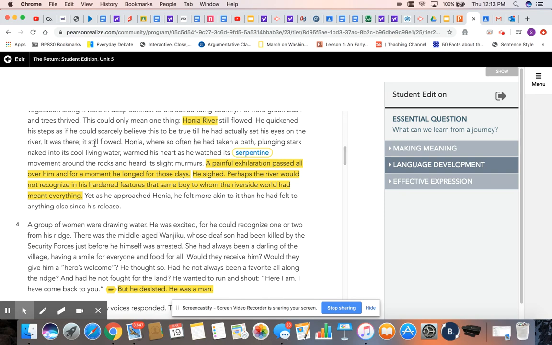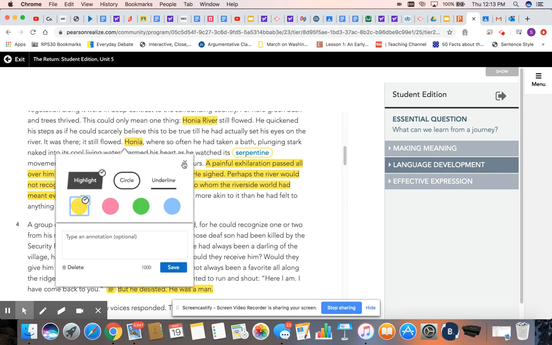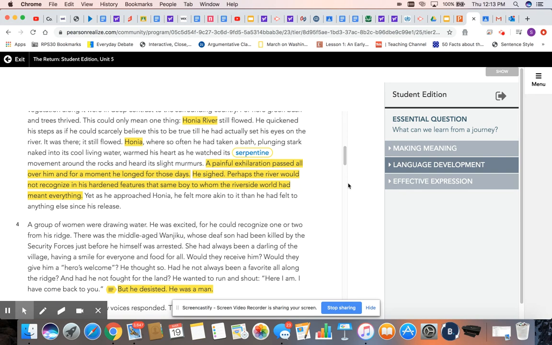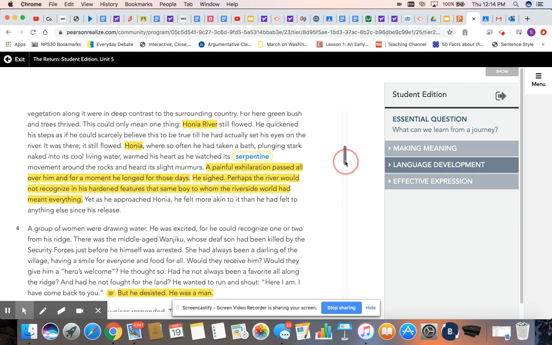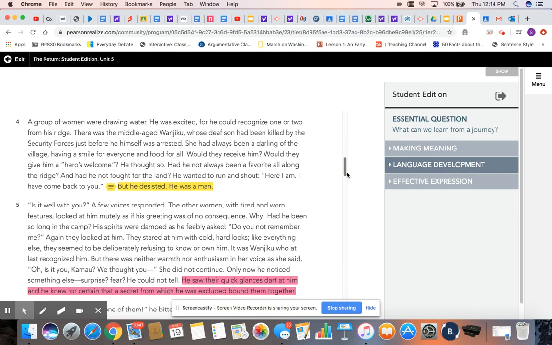Honia, where so often he had taken a bath, plunging stark naked into its cool living water, warmed his heart as he watched its serpentine movement around the rocks and heard its slight murmurs. A painful exhilaration passed all over him, and for a moment he longed for those days. He sighed. Perhaps the river would not recognize in his hardened features that same boy to whom the riverside world had meant everything. Yet as he approached Honia, he felt more akin to it than he had felt to anything else since his release. A group of women were drawing water.